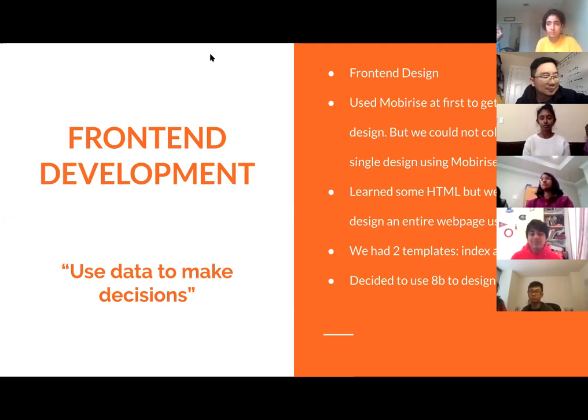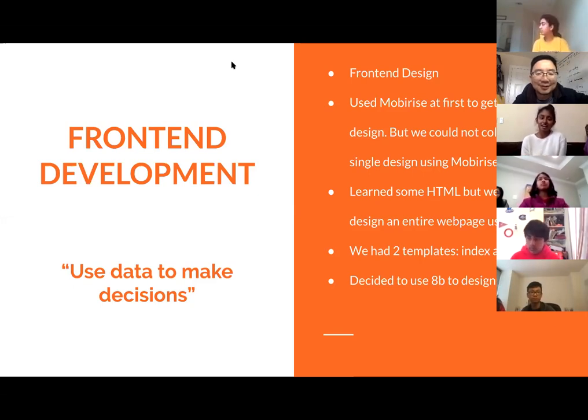We learned some basic HTML, but since this camp is based on Python, we didn't get to learn enough so that we could design an entire web page with what we learned. But we still made do with it, and we decided to use 8B to design the website. So we all logged on to Dr. Zhang's web account and did our stuff on that. And we had 2 templates at the end, index and results.